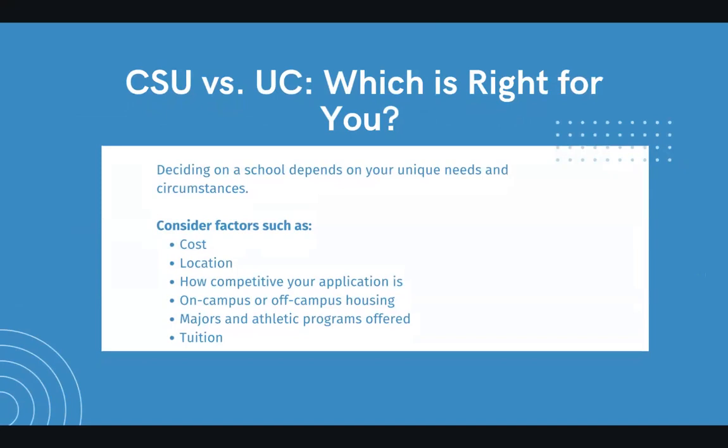Perfect. So Cal State versus UC, which school is right for you? After going through the overview and quick facts of each institution, it's important that when deciding on a school, you really consider your needs and circumstances. If you can afford to live out in a different city, if you have a means of transportation, those will all play a role along with the cost of tuition, how competitive your application is, whether you want to be on campus or off campus housing, and then most importantly, the major and athletic programs that each school offers will help narrow down your search. And then also consider the tuition and how much financial aid you will be receiving and how much out of pocket you or your family would have to pay to ensure your stay at the university.